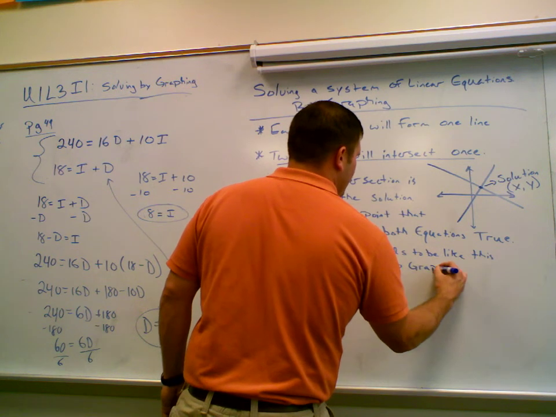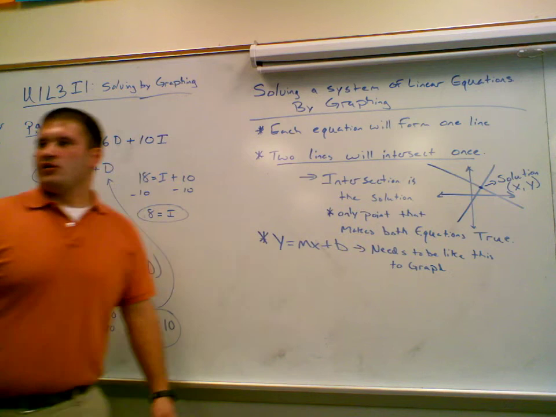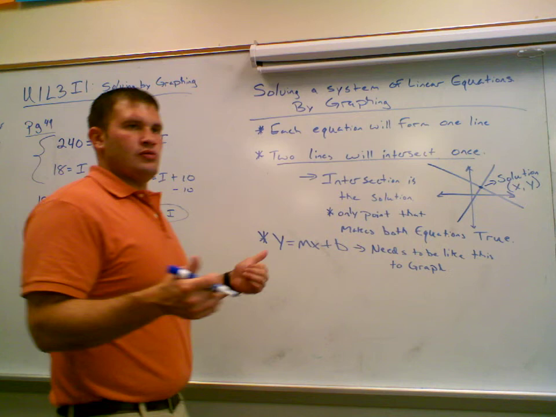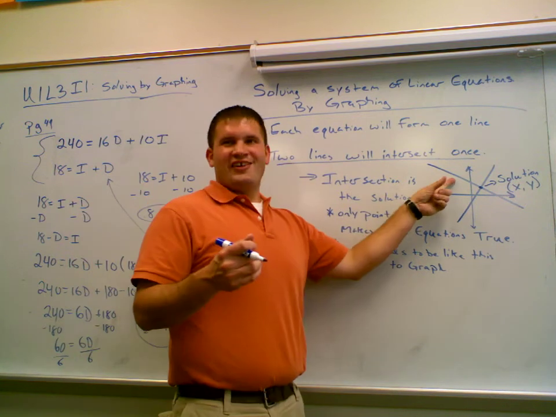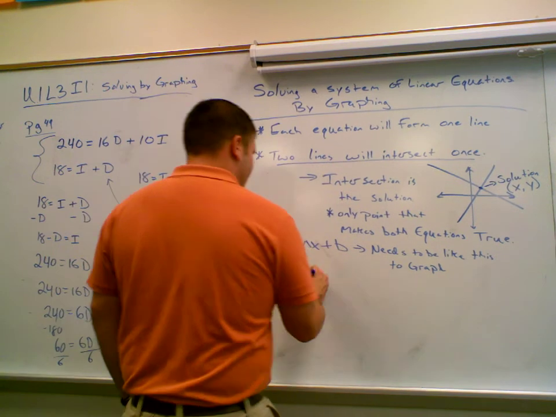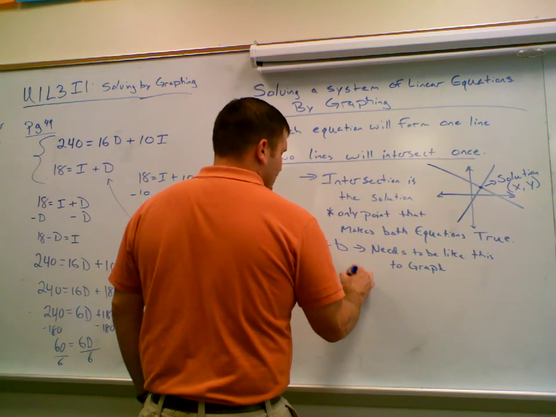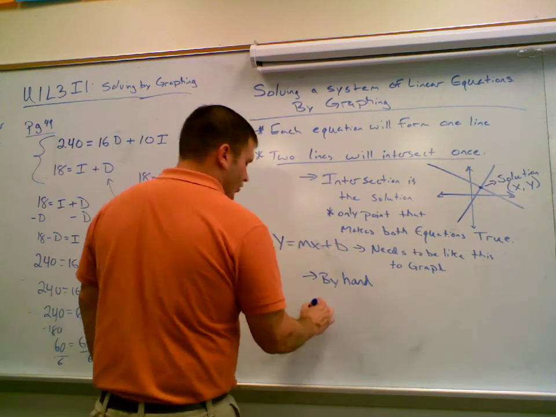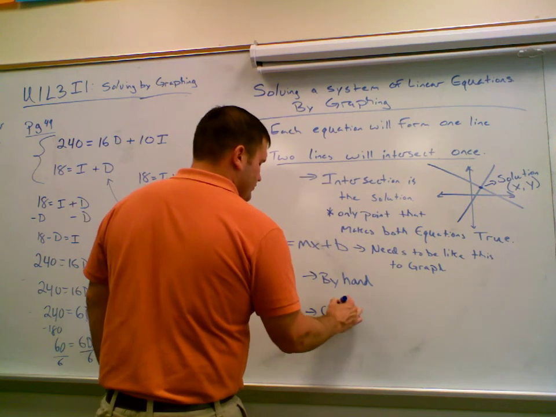If it's not like this, we can't graph it. Now there are two ways you can graph something. You can use your calculator, or by hand, right? Or we can draw an axis and go by hand. So we can graph by hand, which means either drawing axes or using graph paper, or we can use the calculator.